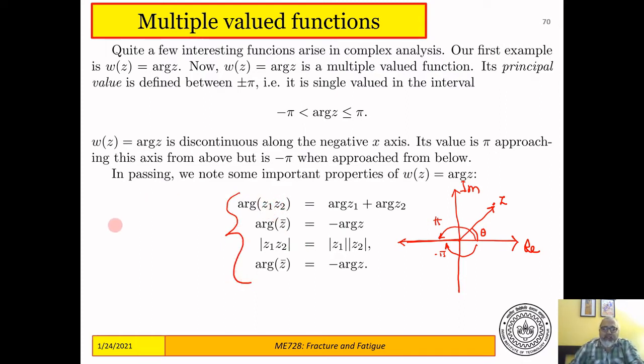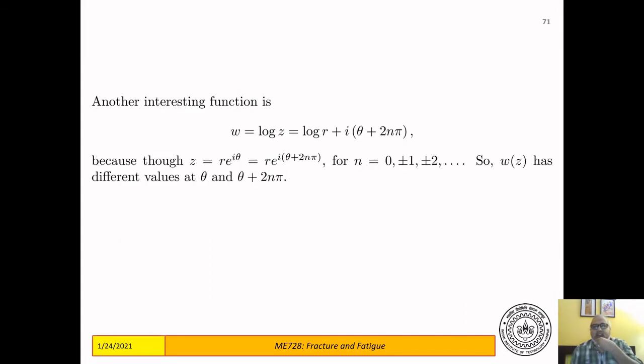So start with argument of z is tan inverse y by x. Start with that, and then you can prove any of these, all of these, quite easily. Not going into the proofs, but remember that arg z is our first example of multiple valued functions, and it has these important properties. There are other multiple valued functions that we are going to encounter. For example, one of the multiple valued functions is log z. So w is a function which is log z.